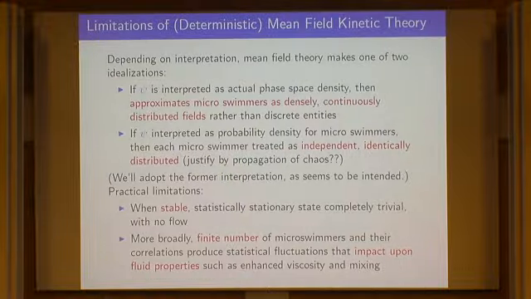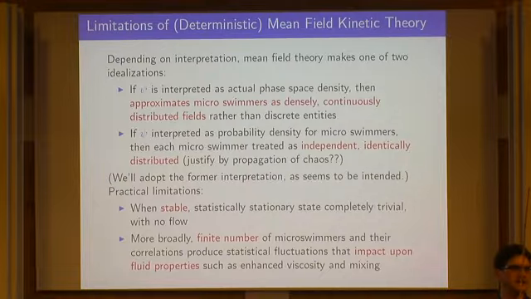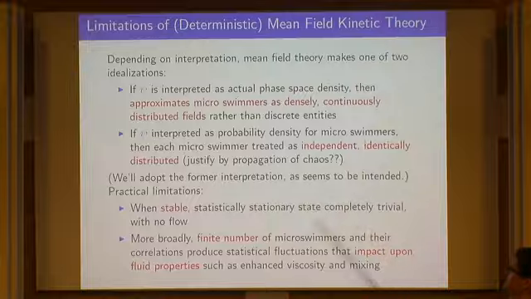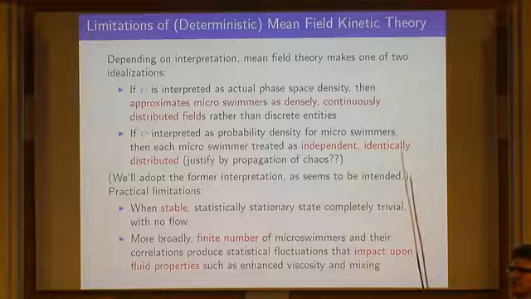Okay, so this is great, right? That certainly gives you some insight, and they simulated the nonlinear mean field equation, got some suggestive patterns and so forth. But there are some limitations to these deterministic mean field theories. One is that when it is stable, then the statistically stationary state, if I have polars, so they're linearly stable, the only thing you're saying about them is, okay, they like to just be uniformly distributed.